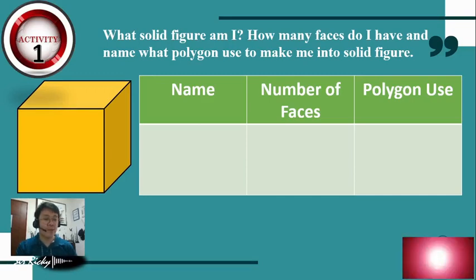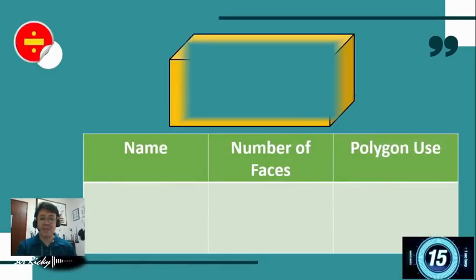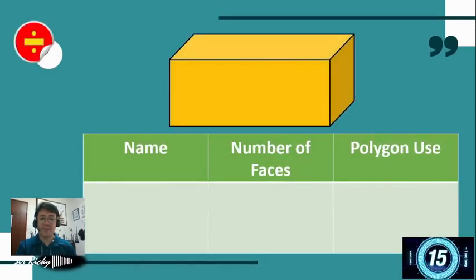What solid figure is this? If your answer is cube, you got it right. How many faces does a cube have? It has 6 faces. And then the polygon used, or the shapes used on each face, is squares. Next, what is the name of this solid figure?